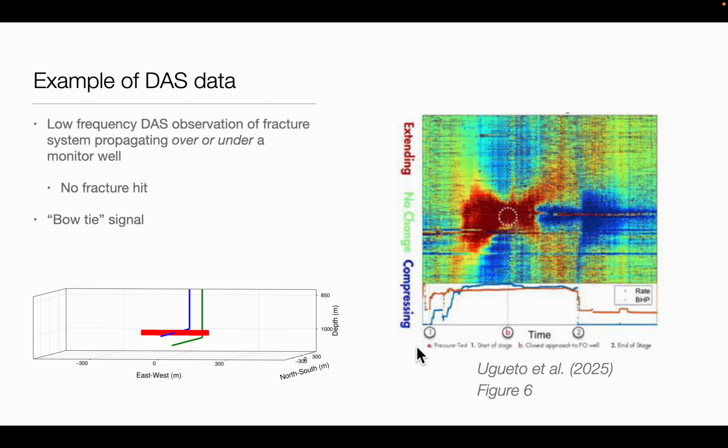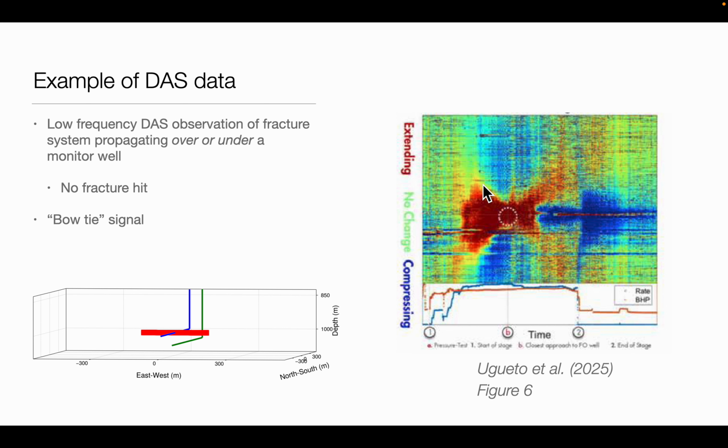Though the details of the field setting are not included in the publication, the general situation is that the fracture system propagates either over the monitor well or below it. And here in this schematic, I'm showing the fracture system induced in the blue treatment well passing over that green monitor well. But again, it could pass below it, and the observations will be more or less the same.